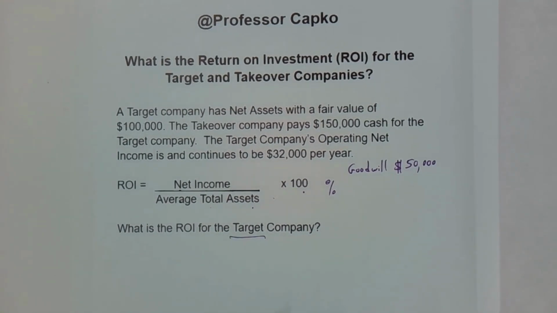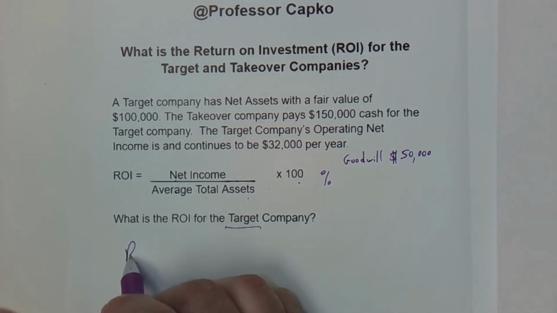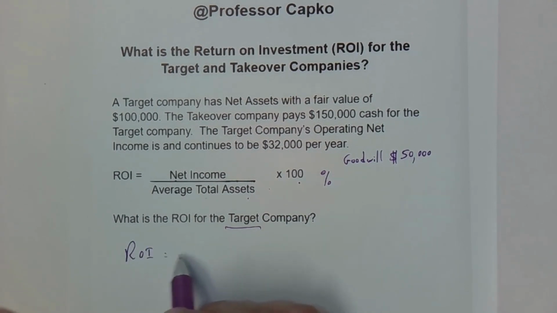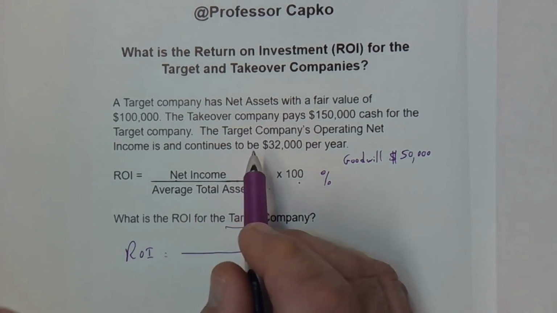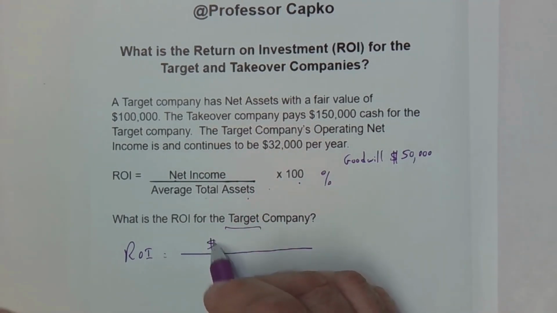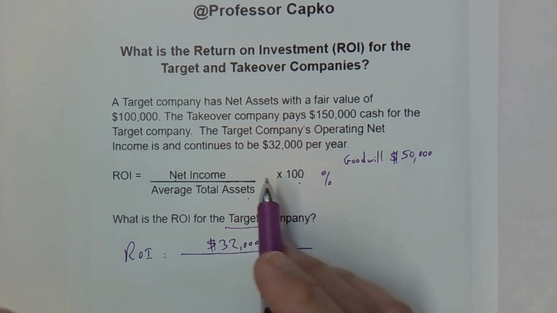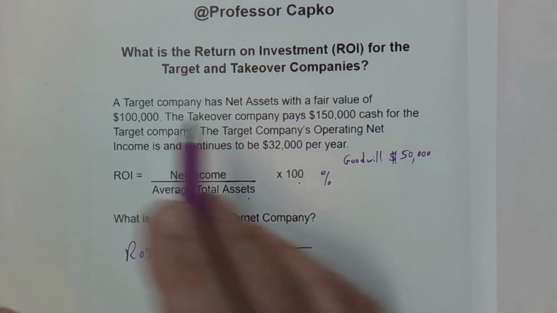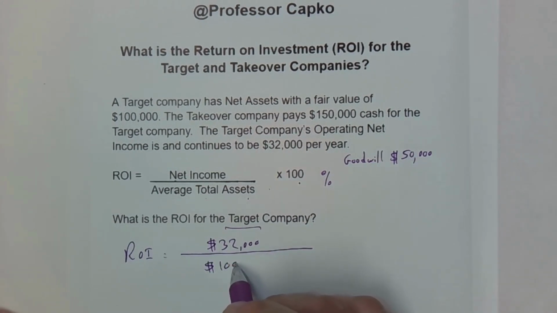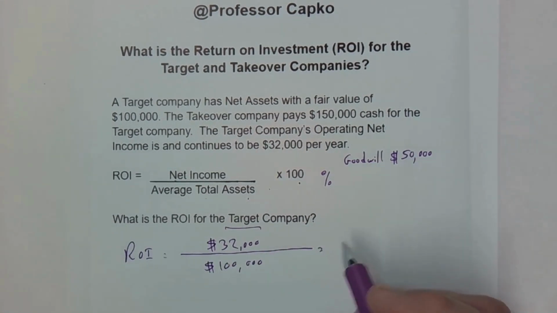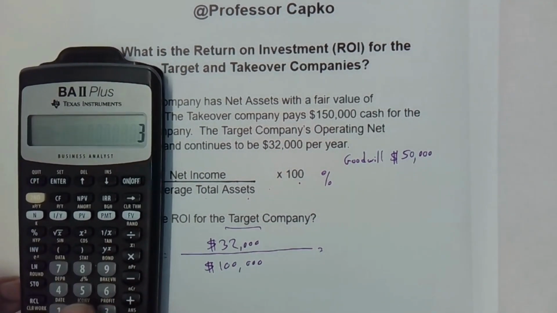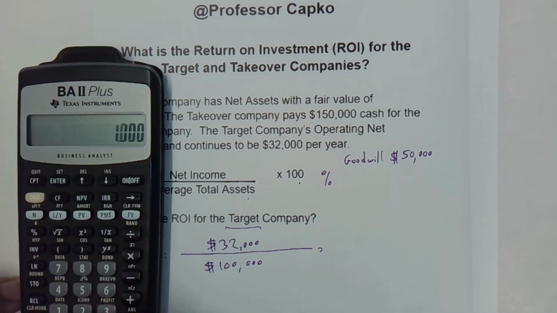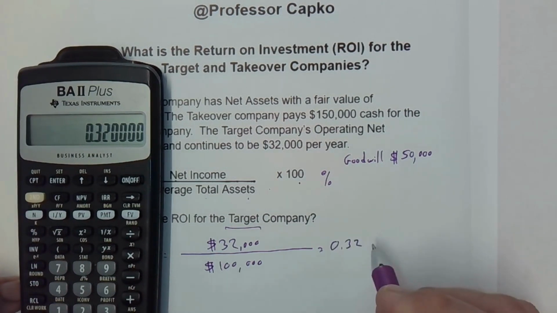This is the company being purchased. We know the ROI is going to be equal to our net income over our average total assets. Our net income we know is $32,000. And the average total assets, that's the fair value of the assets in this case, is $100,000. So if we divide those, you might be able to do that in your head, but I'll put it on the calculator so you can see it. 32,000, and we divide by 100,000. This way you don't get the decimal place in the wrong spot. That's 0.32. As I told you, it would be a decimal.